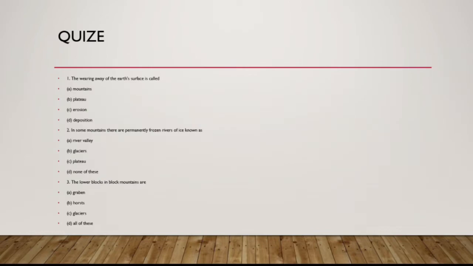So students, we are going to have a quiz. Question number 1. The wearing away of the Earth's surface is called: A. Mountains, B. Plateau, C. Erosion, D. Deposition. Question number 2. In some mountains, there are permanent frozen rivers of ice known as: river valleys, glaciers, plateaus, none of these. And question number 3. The lower blocks in block mountains are: A. Graben, B. Coasters, C. Glaciers, and D. All of the above.